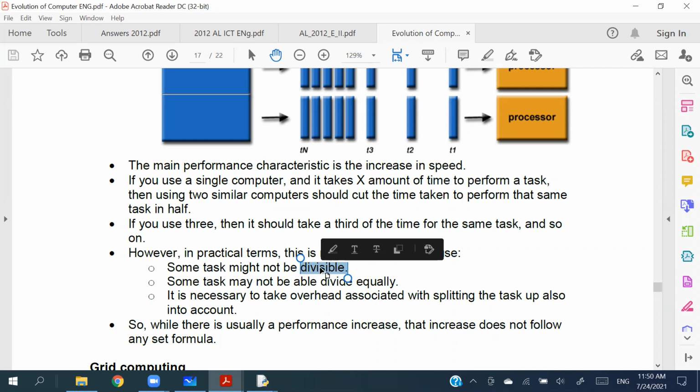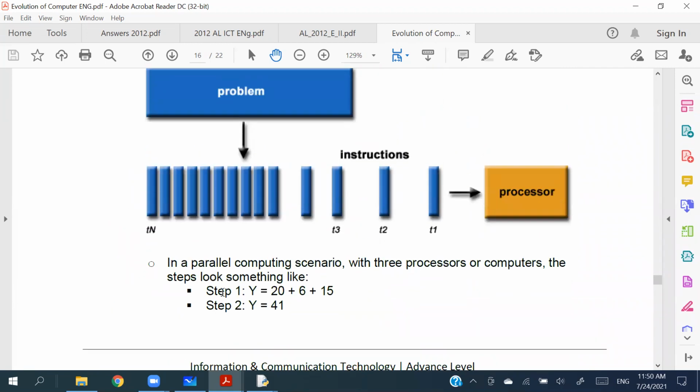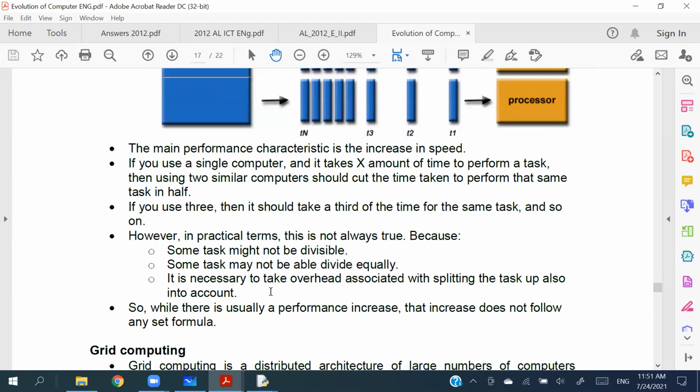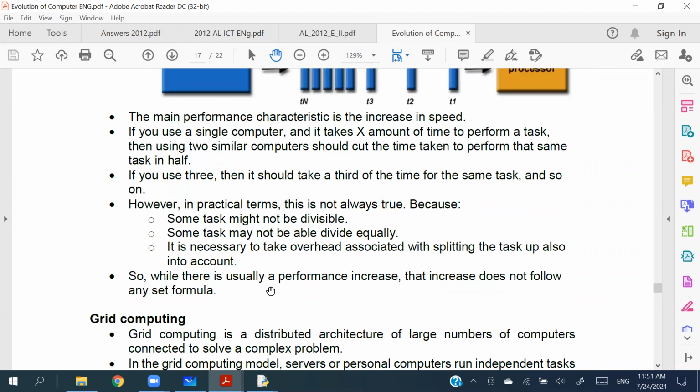So the earlier task, we could execute it. Why did we have this ability to do it? Because our task can be divided into 3 parts. But if there is a task which cannot be divided, then having multi-cores or parallel computing does not result in an increase in efficiency, because that task cannot be divided further, right? Or sometimes some tasks may not be able to be divided equally, right?